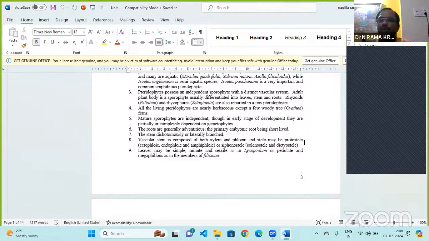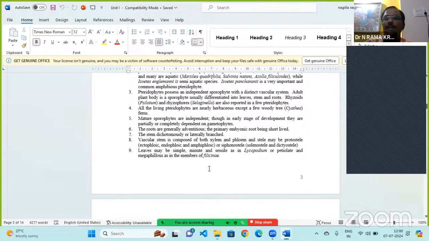Protostele means primitive. The second one, siphonostele, is advanced. This protostele is again divided, and later we will discuss how many types of protostele there are. In general, these pteridophytic plants contain two types of steles.